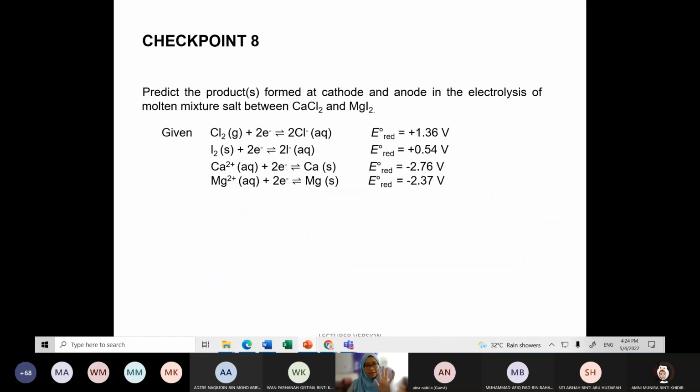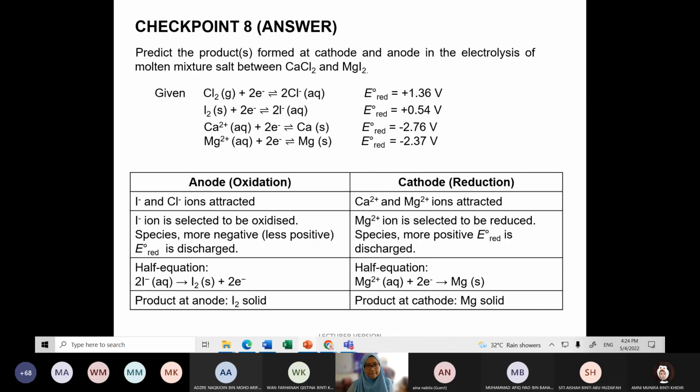Okay, checkpoint 8. Okay, let's KIV this one first. Let's finish off the subtopic first, and then we will come back to the checkpoint. Okay, we will proceed. Finish everything first. Okay, guys, let's hold on to this first.